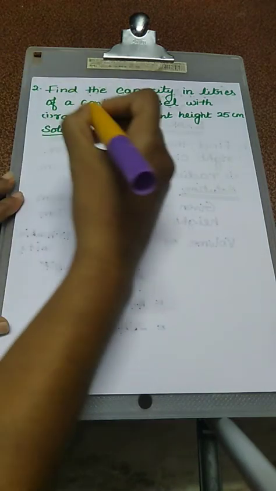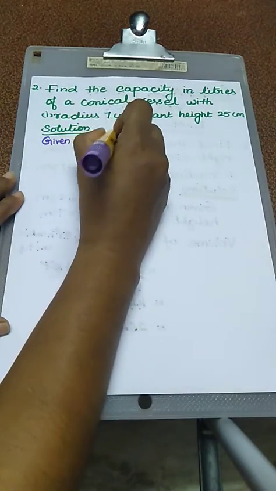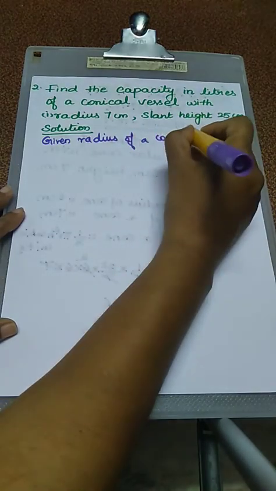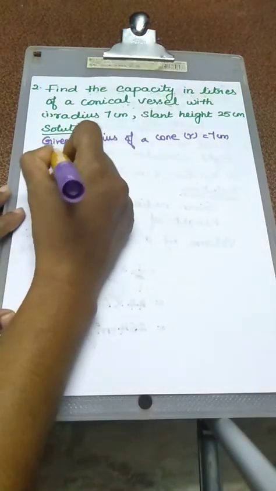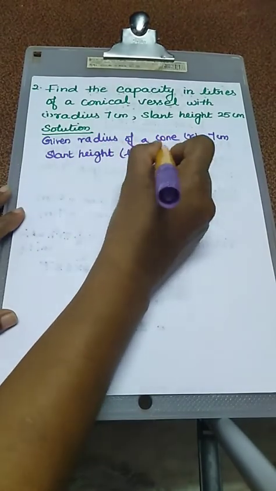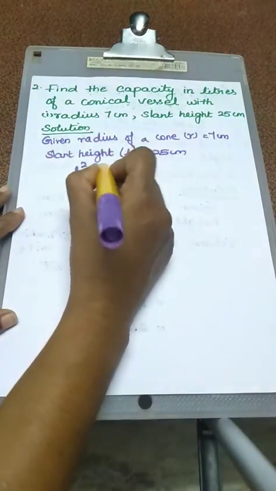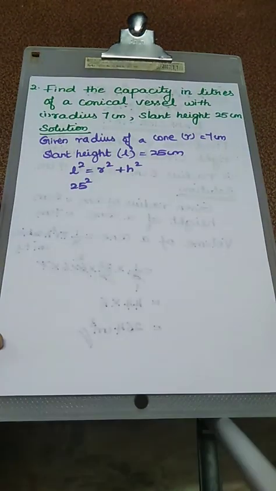Okay. First write the given value, that is radius of a cone 7 centimeter and slant height of a cone, that is l value, slant height l is equal to 25 centimeter. So using the formula l square is equal to r square plus h square. Apply the value: 25 square, l value 25 centimeter, r value 7 centimeter. We have to calculate the h value.